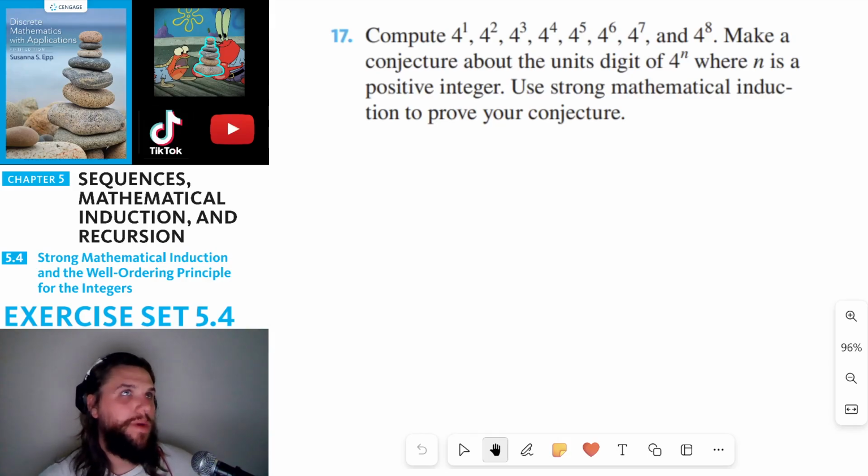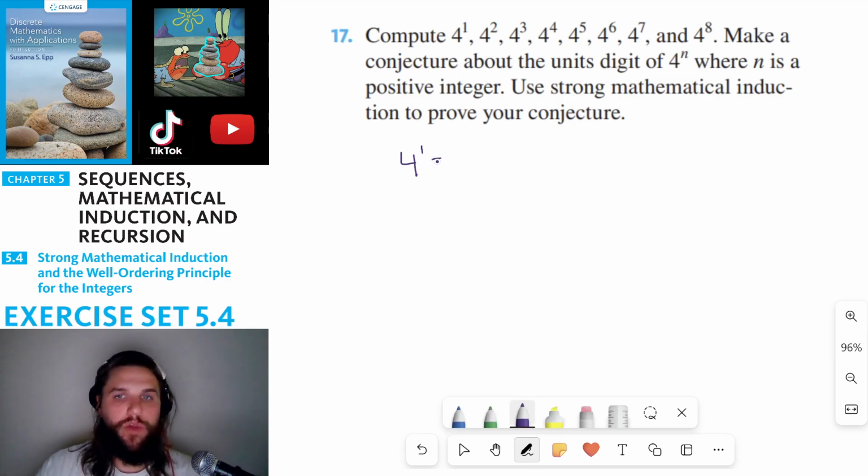Compute 4 to the 1st power, 4 squared, 4 cubed, 4 to the 4th power, 4 to the 5th power, 4 to the 6th power, 4 to the 7th power, and 4 to the 8th power. Make a conjecture about the units digit of 4 to the n, where n is a positive integer. Use strong mathematical induction to prove your conjecture.